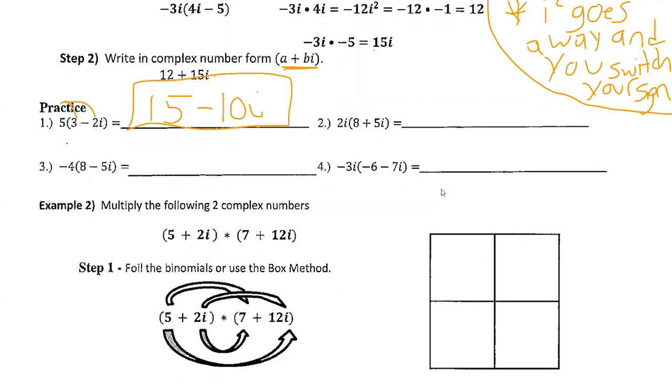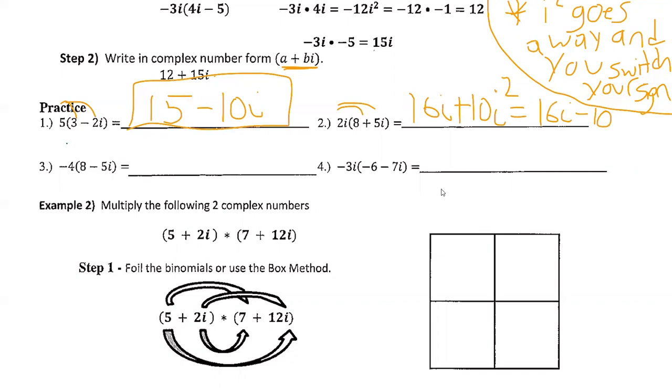So let's look at number 2 though. If you distribute this one, you would get 16i plus 10i squared, because i times i is i squared. You have 2 i's. So this isn't our final answer though, because anytime you get an i squared, you want to simplify it. So remember, if you have an i squared, it goes away and it switches your sign. So this would be 16i, and then that plus would turn into a minus, and your i squared would go away.